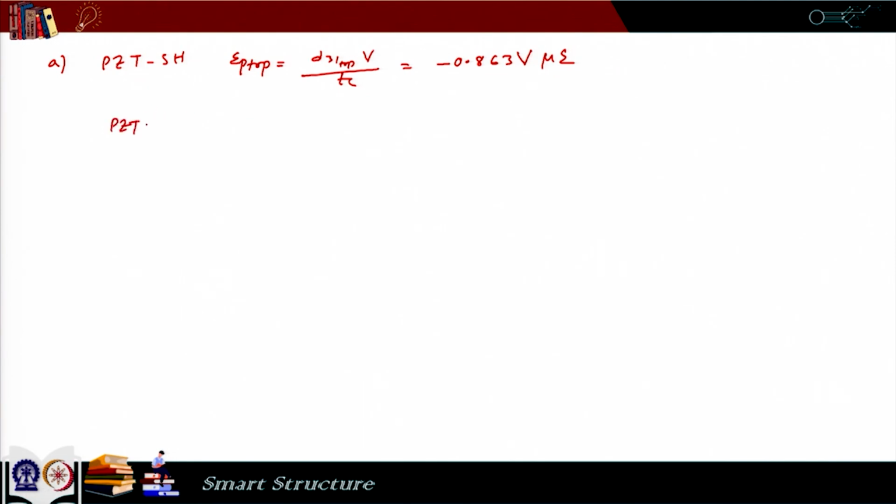And then PZT 5A, same thing, epsilon P bottom, D31 bottom V by Tc, and the value comes to be minus 538 V microstrain. Now, we have to find out the relation between the strain and the force. So, for that we can use the constitutive relation in this form.